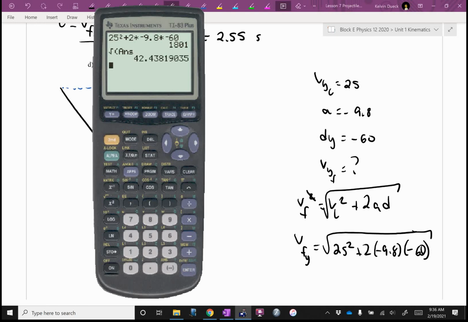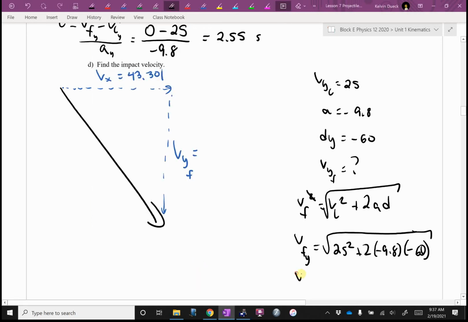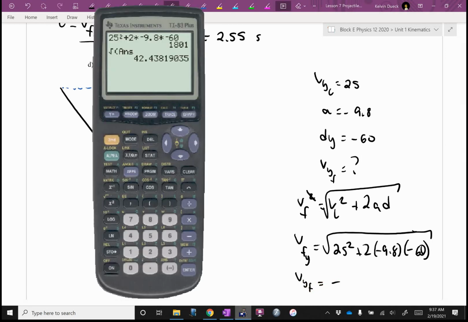Is the answer 42.438? No, that can't be right. Why must that be wrong? Someone said it. They were right. Okay, we have to add the negative because we know it's going down. Our calculator will always assume when we take the square root of any number that we want the positive value. In this case, Harsh, we want the negative value. So Vy final is negative 42.4382.